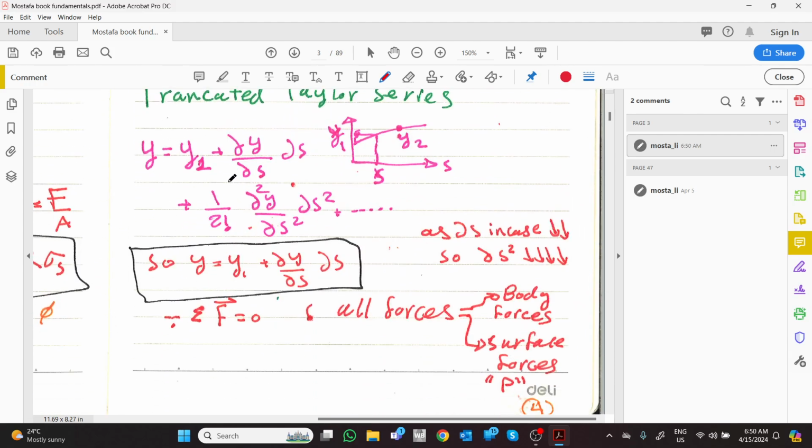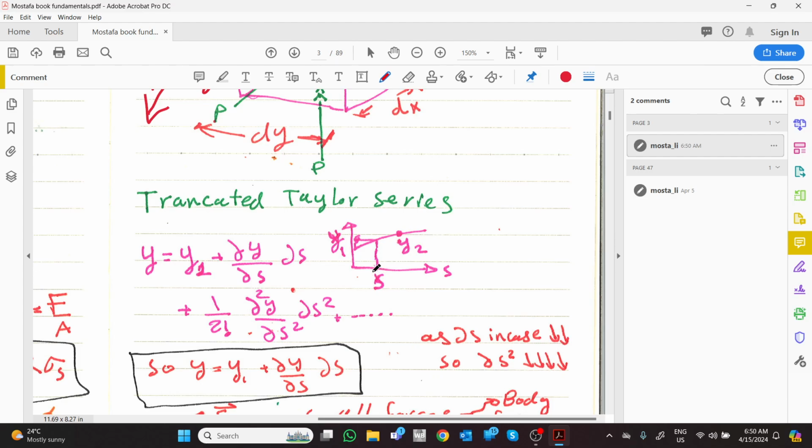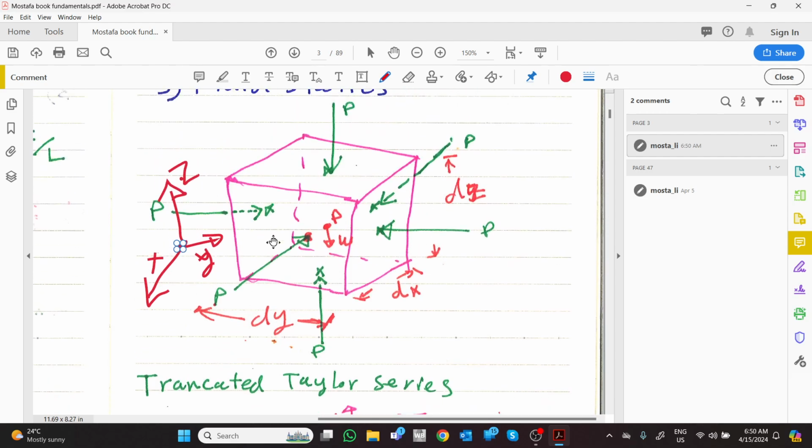The Taylor series says you have this point and you need to know the other point in the direction of increasing, it is plus. And if we turn back in the opposite direction of increasing, or opposite direction of the axis, it will be minus. So for y1, if we use here y naught, it will be minus the rate of change multiplied by the ds. If we are at y1 and we are trying to get y2, so it is in the direction of s, so it will be plus. Okay, so let's go.